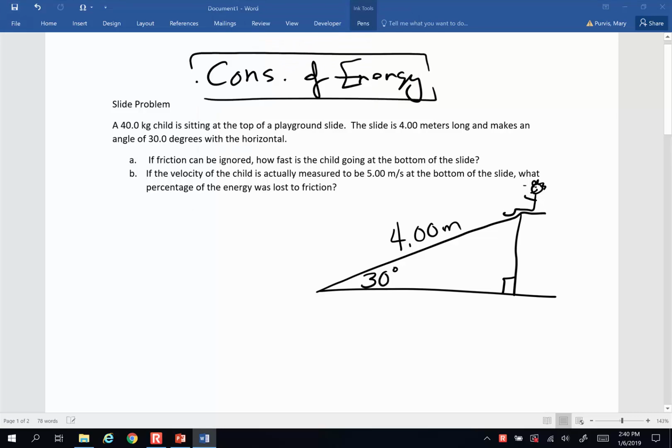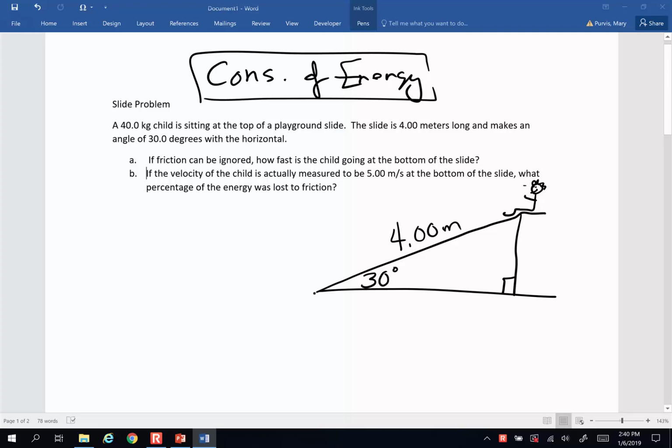Hello, ladies and gentlemen. We are going to do a problem with conservation of energy. A 40-kilogram child is sitting at the top of a playground slide. The slide is 4 meters long and makes an angle of 30 degrees with the horizontal. If friction is ignored, how fast is the child going at the bottom of the slide?